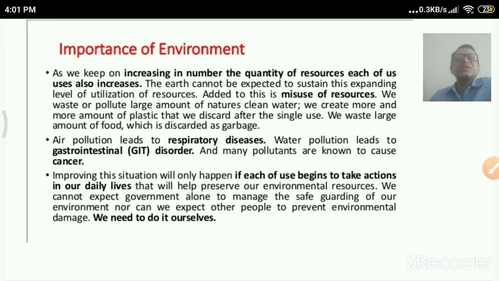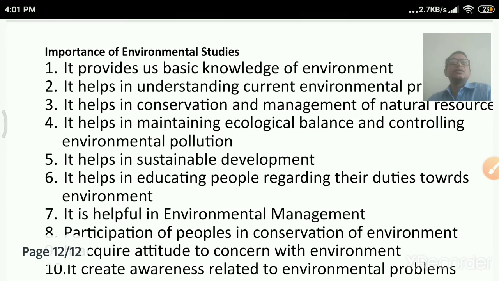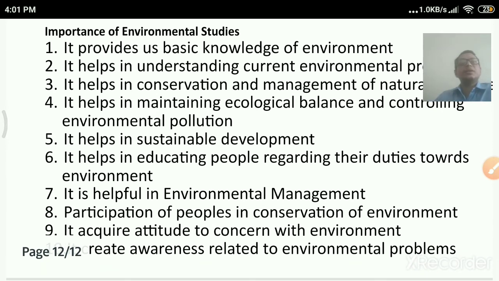How can we improve this situation? Each of us has to take action in our daily life that will help to preserve environmental resources. We cannot expect the government alone, Modi ji, or our Prime Minister or Chief Minister alone. They cannot do it without our help. We have to do it ourselves. And this is the summary of the importance of environmental studies.